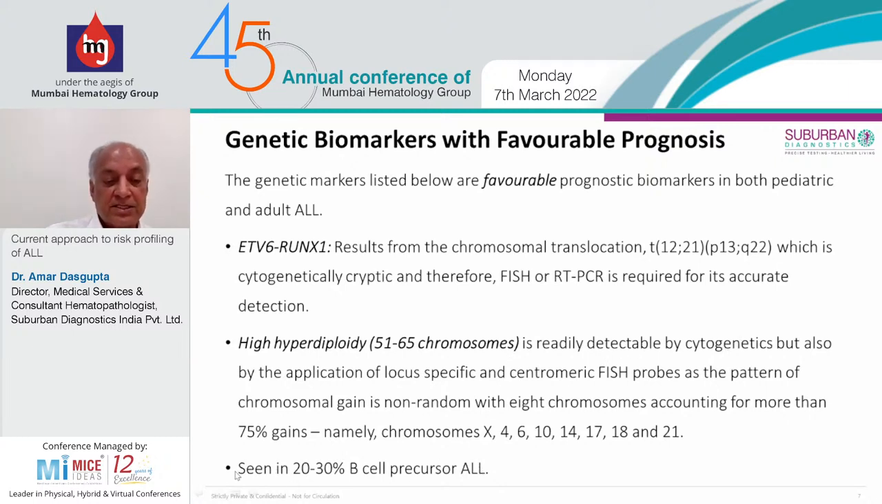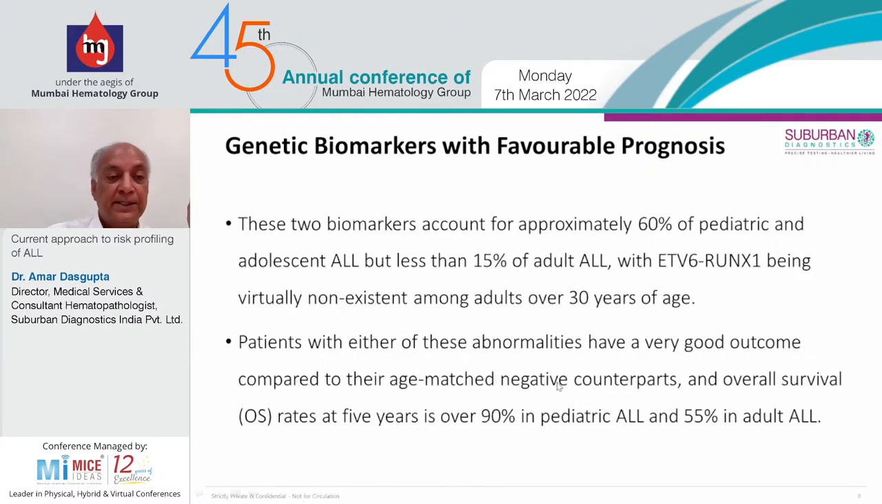And as I mentioned, this is seen particularly more commonly in the pediatric age group, but seen in about 20 to 30% of B precursor ALL cases in general. And as I'll show you later, I don't think I should spend too much time on this slide. What it says is that they account for these two that I just mentioned. They account for approximately 60% of pediatric and adolescent ALL, but less than 15% of adult ALL, with ETV6 RUNX1 being virtually non-existent among adults beyond 30 years of age.